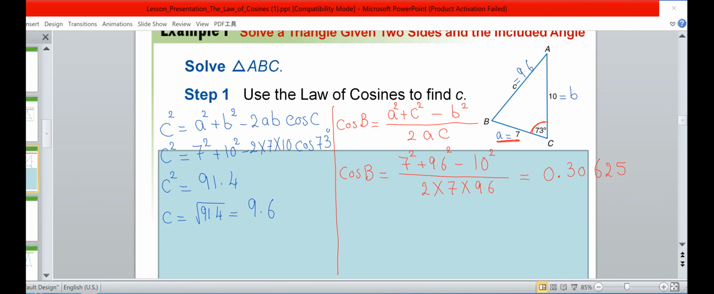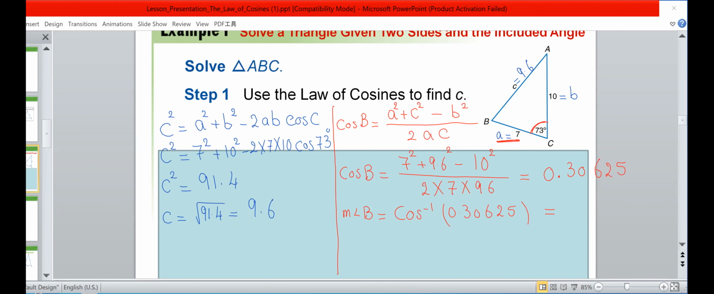No, of course not. This is the cosine of the angle. To get the angle, you must make measure of angle B equal inverse cosine of this number. It means cosine to the power of minus 1 of 0.3625.